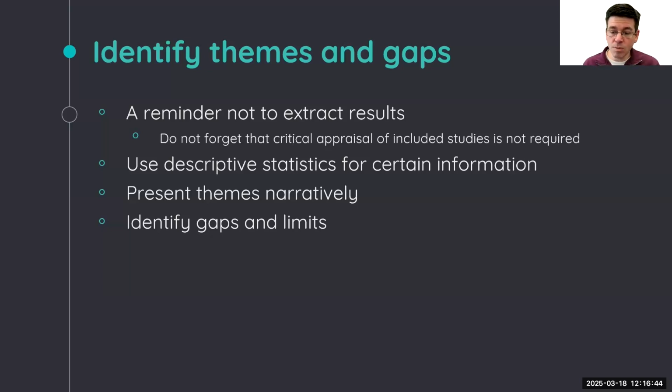If you can use descriptive statistics along the way for certain items, we've seen that in some of the examples. So you can basically say 25% of the studies were done in Canada versus 50% in the US and 25% in Europe. So you can have that information around certain elements of the studies that are included. That's definitely helpful for your reader.